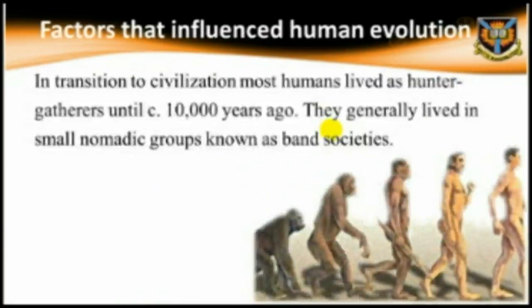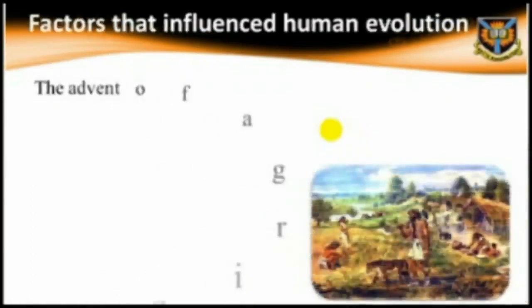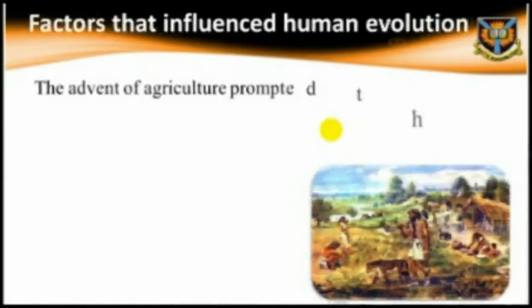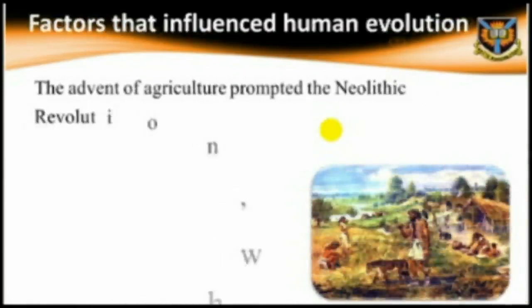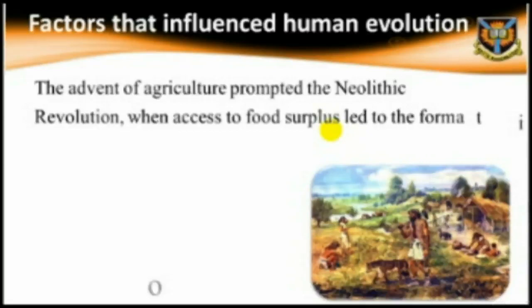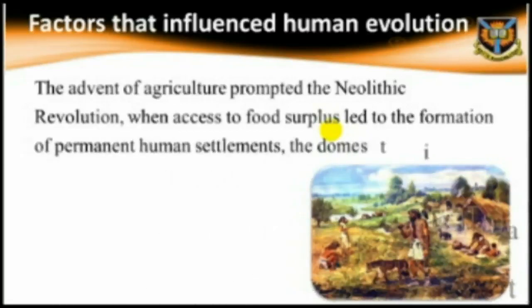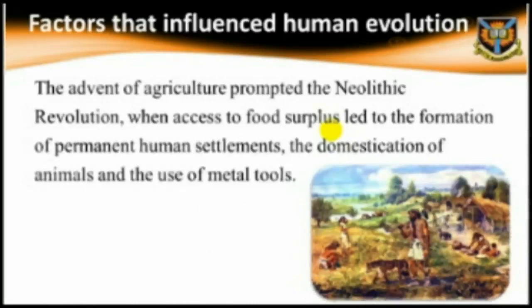In the transition to civilization, most humans lived as hunter-gatherers until 10,000 years ago. They generally lived in small nomadic groups known as band societies. The advent of agriculture prompted the Neolithic Revolution, when access to food surplus led to the formation of permanent human settlements, the domestication of animals, and the use of metal tools.